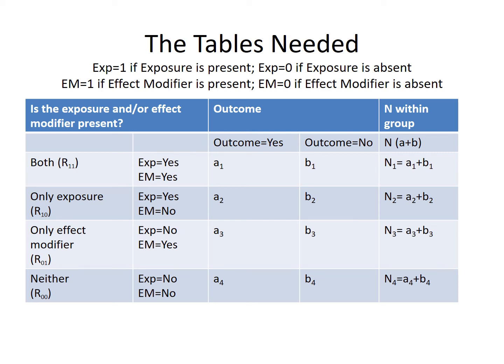Welcome to part 2 of the presentation of Rothman's additive interaction. This is the table that we left off on, and it's important to fill this table in. You need to know what is your exposure, what is your effect modifier, and what is your outcome.